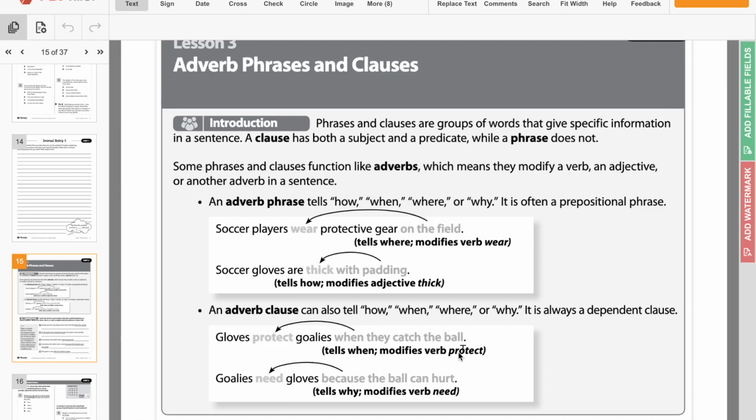So it's telling us when and modifying that verb protect. Now here we have the verb need. Goalies need gloves because the ball can hurt. It tells us why they need gloves. So because the ball can hurt is modifying that word need. And we know this is a phrase because it has both a subject and a predicate. Because is our predicate, and again, ball is our subject.